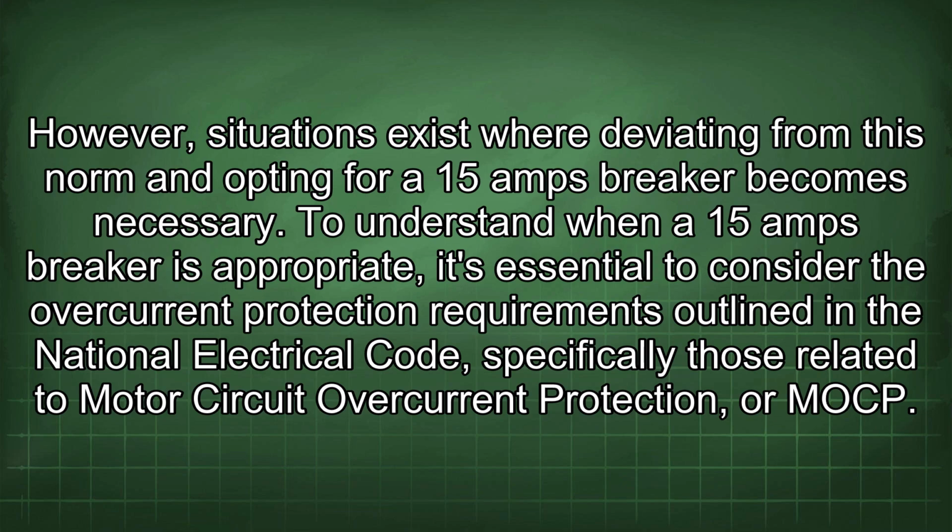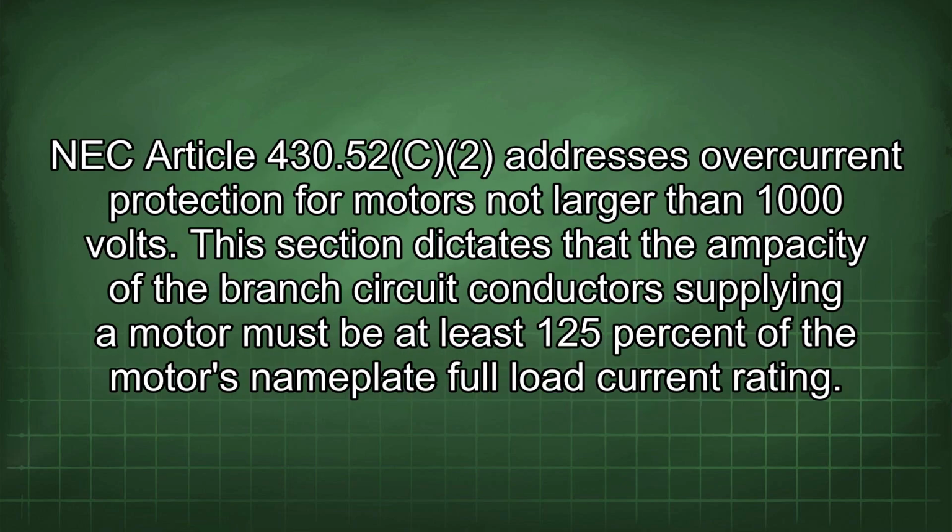To understand when a 15 amps breaker is appropriate, it's essential to consider the overcurrent protection requirements outlined in the National Electrical Code, specifically those related to motor circuit overcurrent protection, or MOP. NEC Article 430.52 C2 addresses overcurrent protection for motors not larger than 1000 volts. This section dictates that the ampacity of the branch circuit conductor supplying a motor must be at least 125% of the motor's nameplate full load current rating.